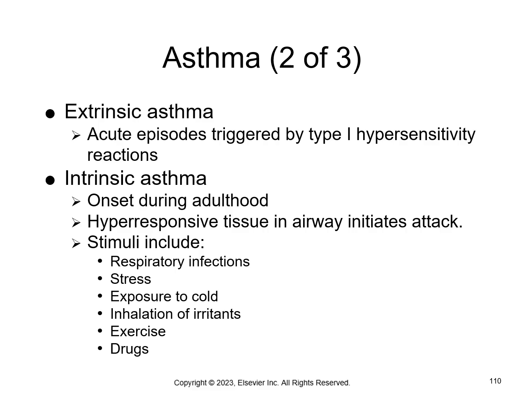Extrinsic is going to be that acute episode triggered by a type 1 hypersensitivity reaction. Usually that onset is going to be during childhood. With intrinsic asthma, this is often during adulthood. You have hyperresponsive tissue in the airway that initiates the attack, and usually it's stimulated by something like a respiratory infection, stress, exposure to cold, inhalation of irritants, exercise, drugs, etc.